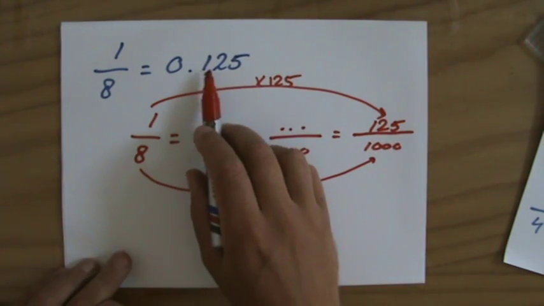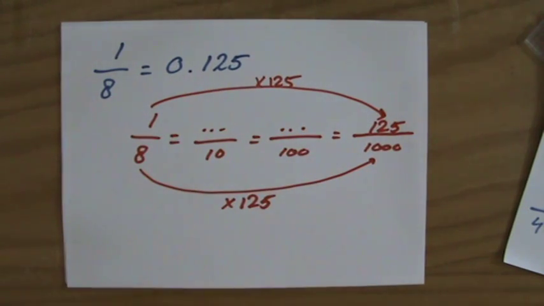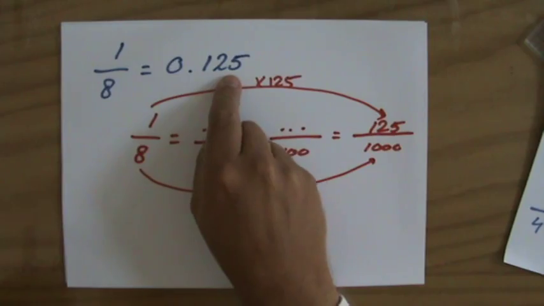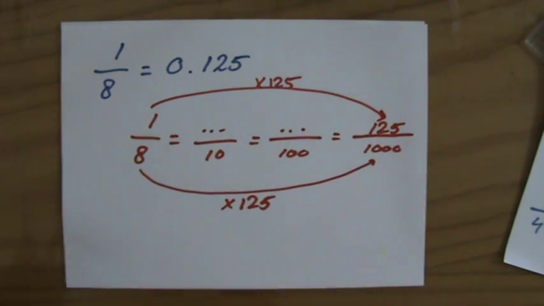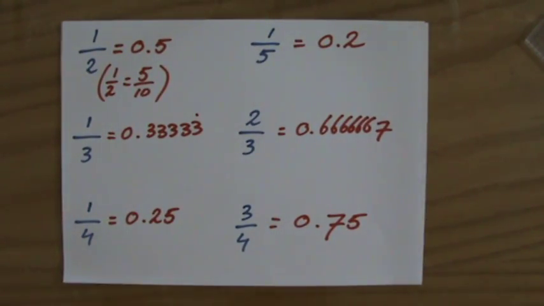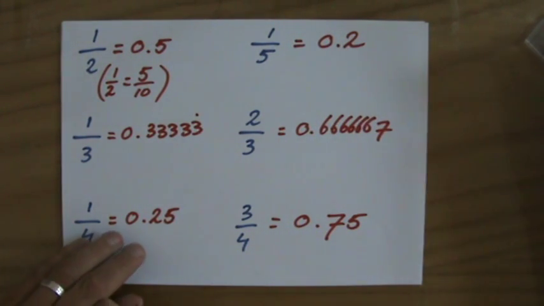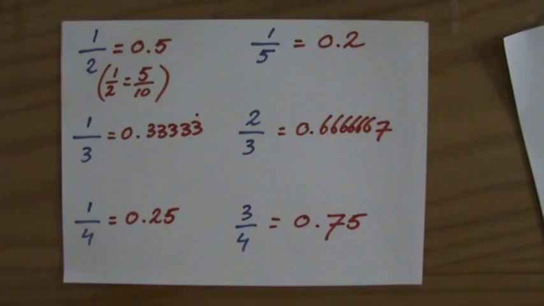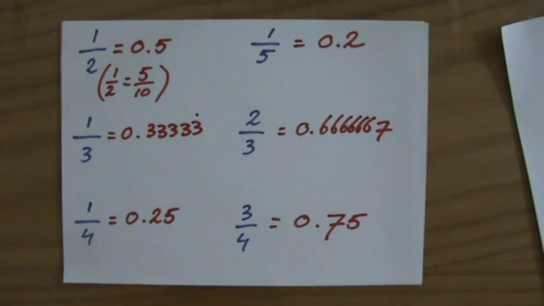Yeah, so 125 thousandths, 3 decimal places for the correct place value. Yeah, tenths, hundredths, thousandths, 125. But it's good to know 1 over 8 is 0.125. Okay, so know some of these fractions by heart, their decimal equivalent, but you don't have to know all of them, because you can also calculate.